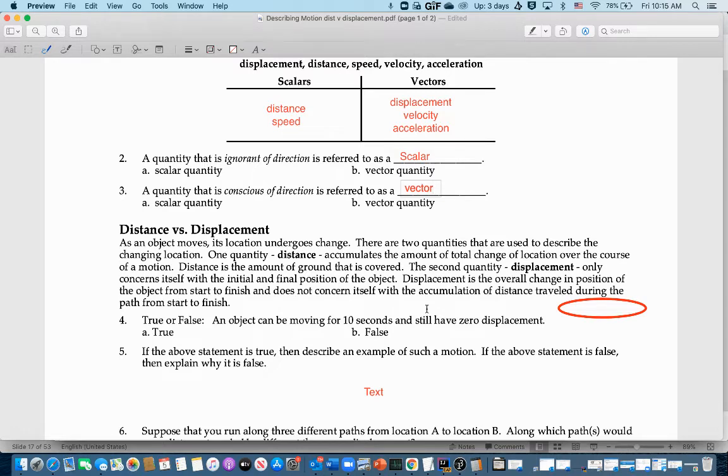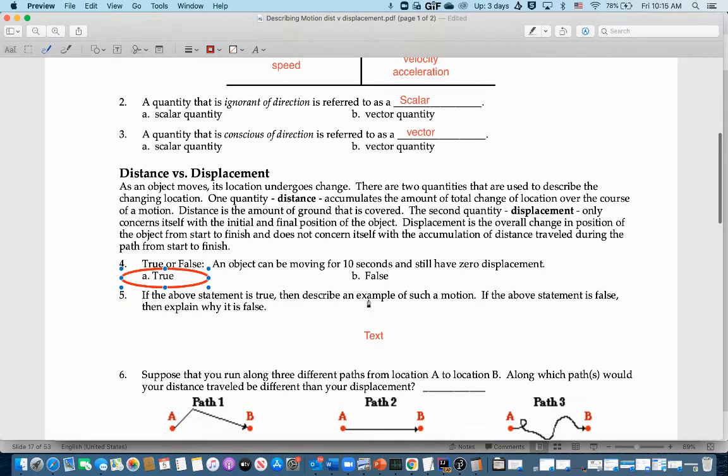If I walk 5 feet forward and then come back 5 feet, I'm starting and ending at the same spot. If I go in a circle, that's another really common example where I can end right where I started. So this is definitely true: an object can be moving for 10 seconds and still have 0 displacement. If true, describe an example of such a motion. I can say I walk 5 feet forward and then 5 feet back in 10 seconds. It said 10 seconds right here, so I'm going with that.